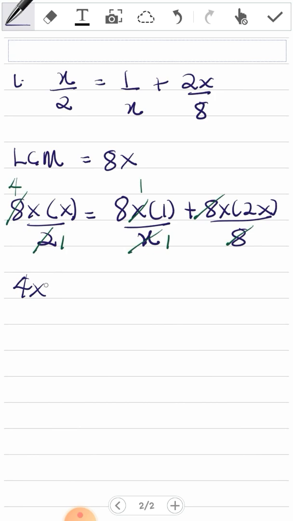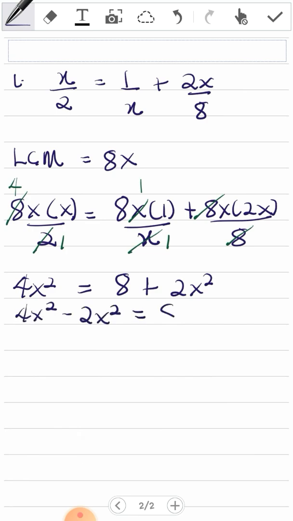So with that in mind, we are going to get x multiplying x is x squared. You're going to get 8 plus 2x squared. Can you see it? Okay, so with this, we are going to group like terms. The ones with the x squared, we put them at one side, then the other one at the other side. So we are going to get 4x squared minus 2x squared equals 8. Then we can subtract. We are going to get 2x squared is equal to 8.